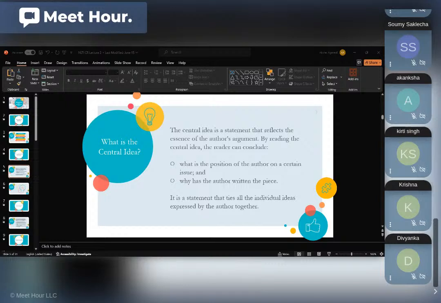The next question is, why has the author written this piece? In general, even if you are writing something, you have an objective behind it. Maybe you want to educate the reader, or maybe you want to just put across a point, right? Those are a couple of things you keep in mind while you're reading a passage, about why the author has written something. Okay, so yeah.